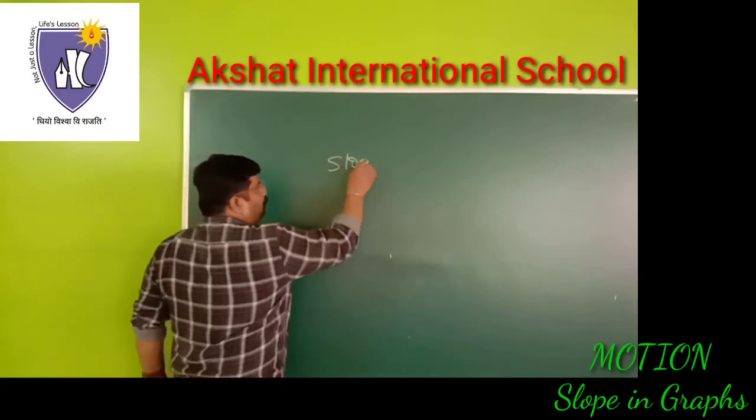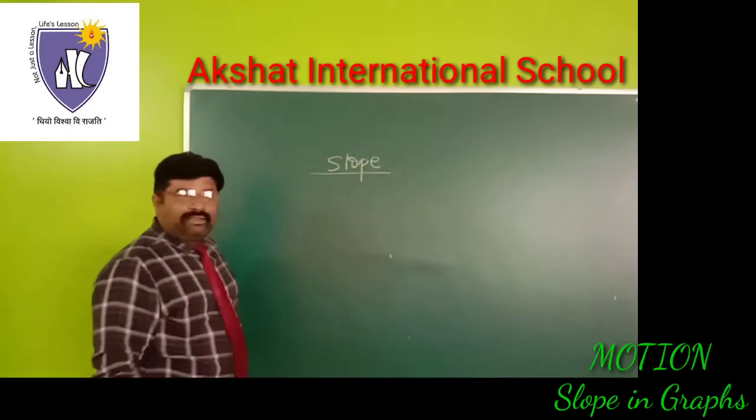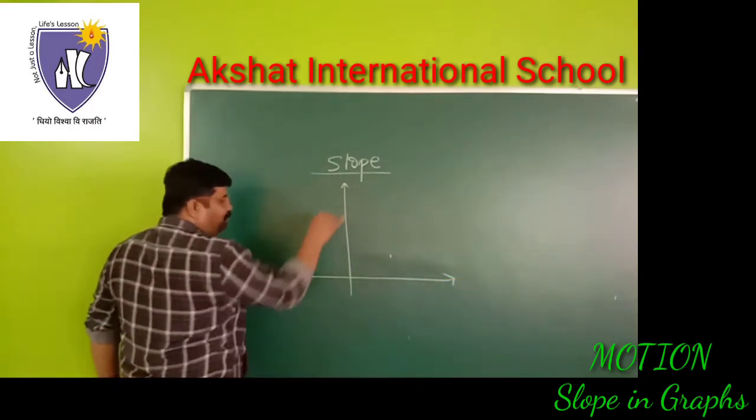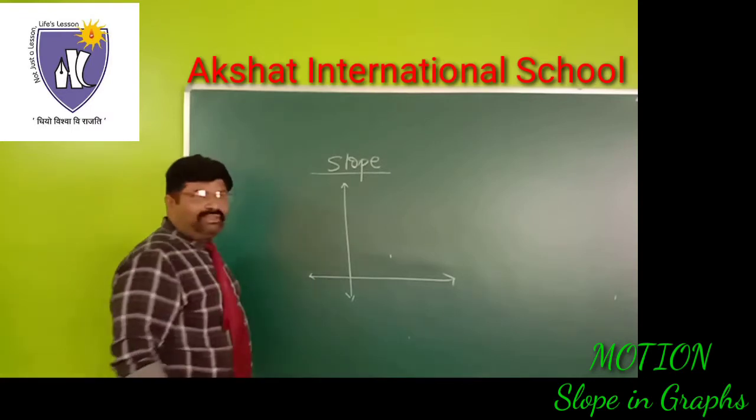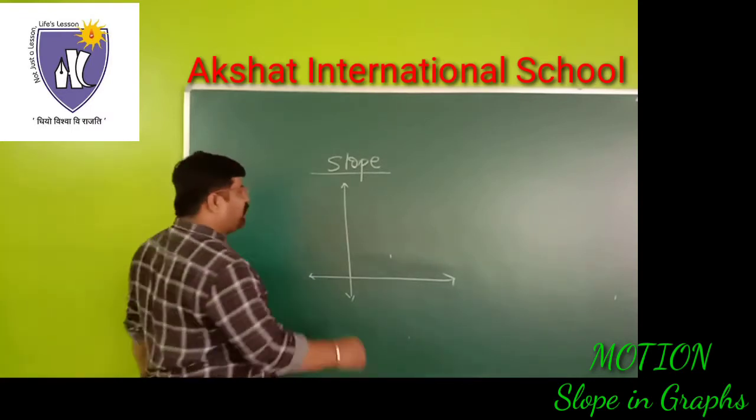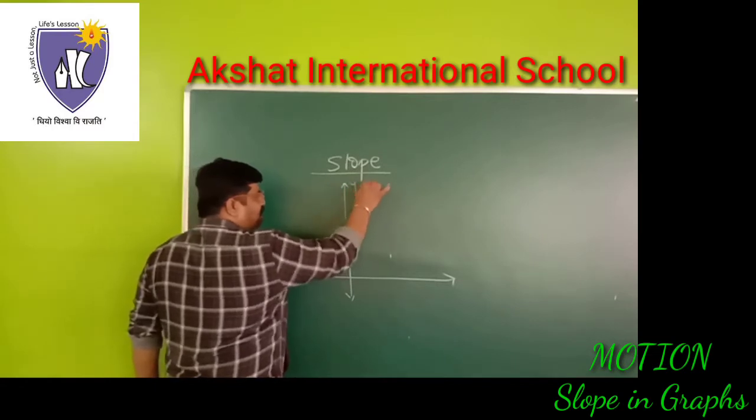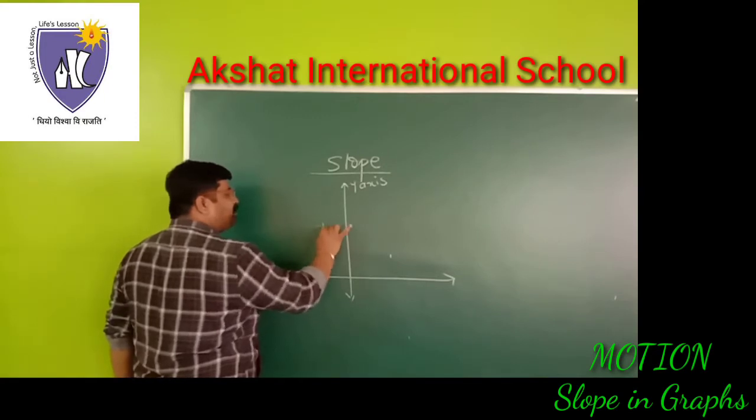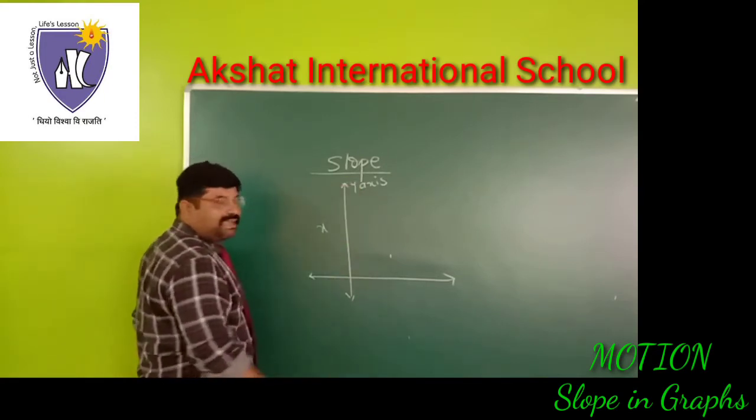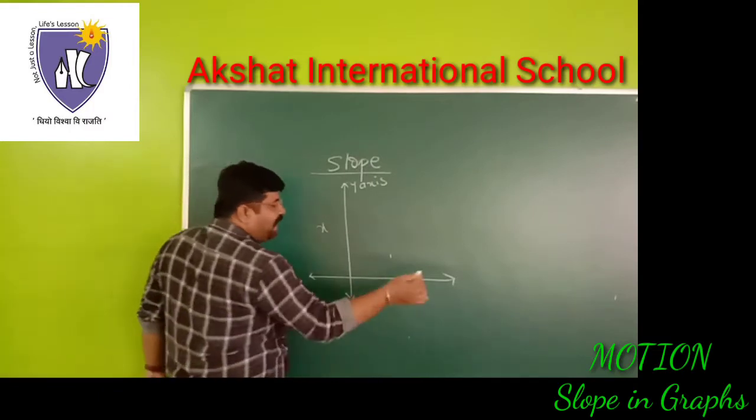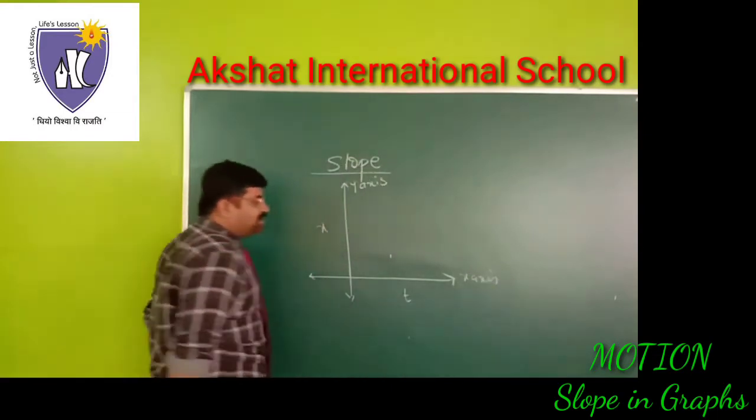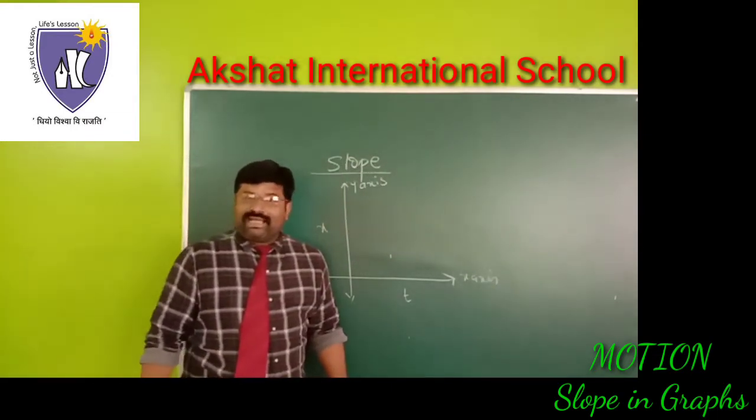Now as I said, slope or the gradient in a graph. As we had seen the two types of graphs, first I am using the distance time graph. Suppose on the y-axis I have represented distance, and on the x-axis, as you all know, which is also known as the time axis, I have represented time.